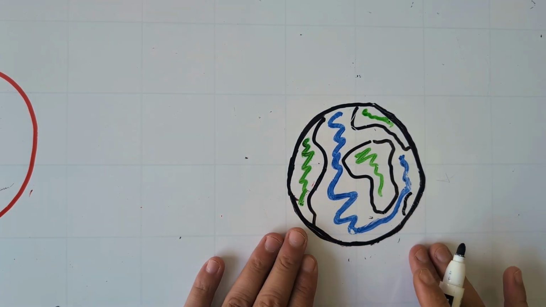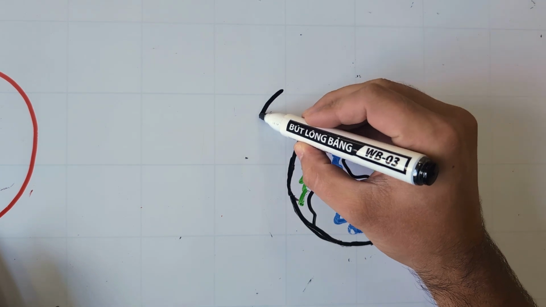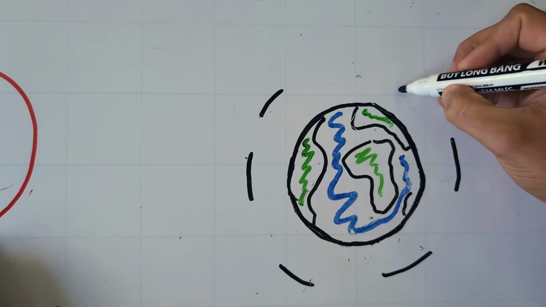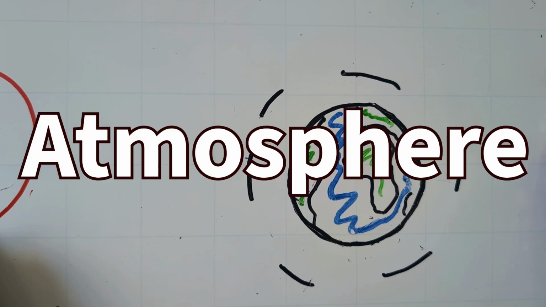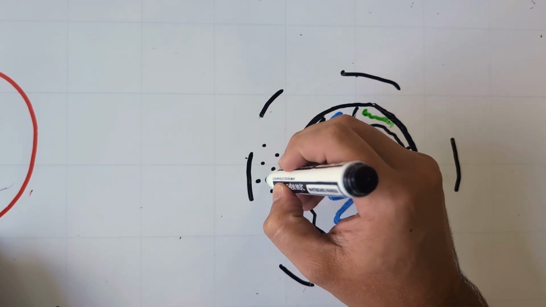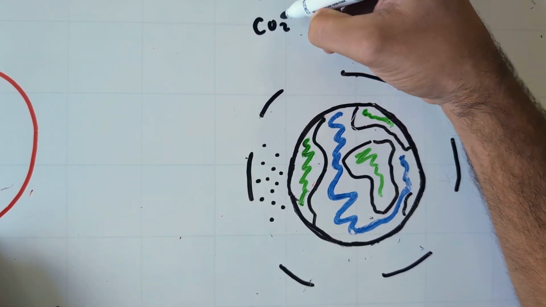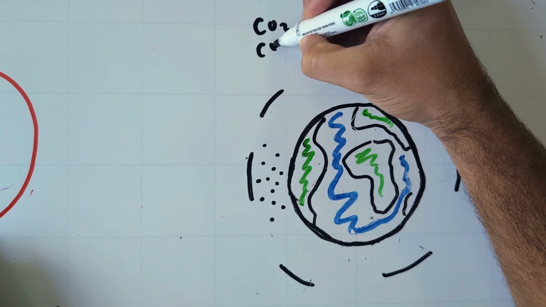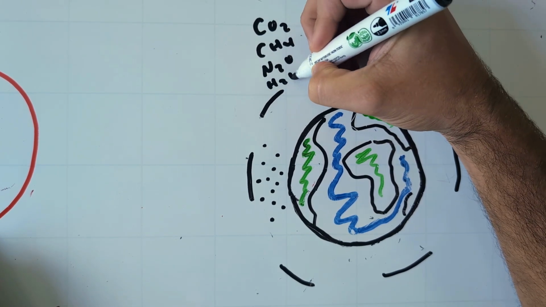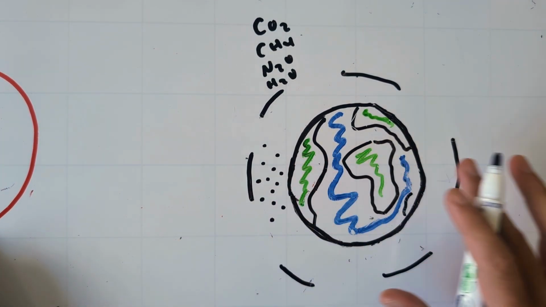So, I hope you recognize this as Earth, and this is the Sun. First we need to know, Earth is surrounded by a layer of gases. We know this as the atmosphere. Inside our atmosphere are very naturally greenhouse gases. Okay, we know them as carbon dioxide, CO2, CH4, methane, N2O, nitrous oxide, and even H2O, water vapor. Okay, again, very natural, but also very key to this process.